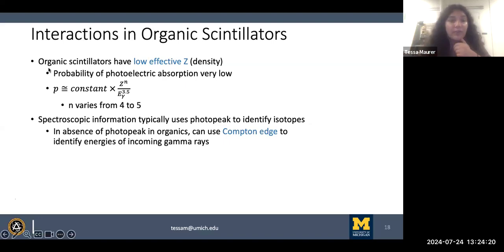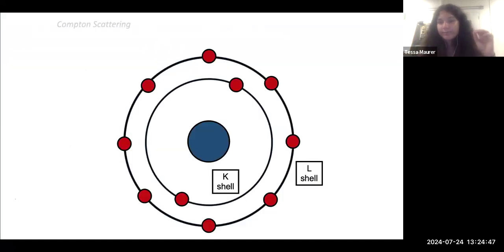And you can see this equation here. We have Z to the nth power, where n varies from 4 to 5, and that's in the equation for the probability of photoelectric absorption. So it's extremely dependent on that Z effective. So in lieu of having photopeaks present, we have to use the Compton edge from those equations to identify energies of incoming gamma rays. This slide goes into a little bit more visual explanation as opposed to me just saying words on a slide. So hopefully this helps all the visual thinkers out there.